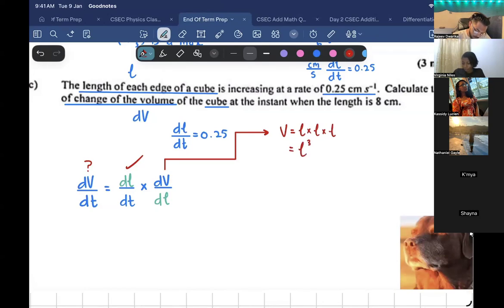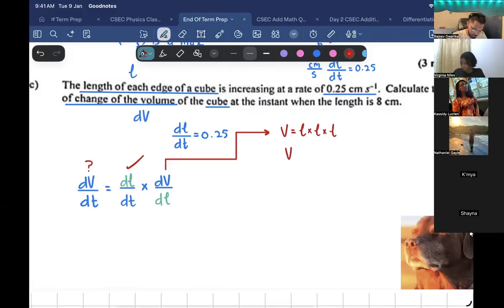Length cubed. Good. And this is actually a function, Cassidy. Do you know why I'm calling it a function? Because you could input something for L. Exactly, and you'll get a different volume. Cool.